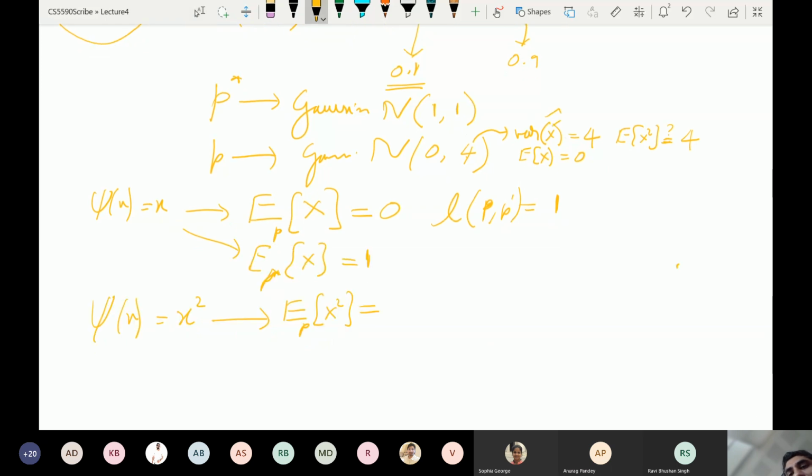Very simple things, right? So this is the expectation of x square minus the expectation of x, whole square. So what is the expectation of x square? It is simply variance plus the expectation of x, whole square. That is 4 plus 0, 4. Right? Okay. Now what is this in this case? 2. Good. So what is the loss?